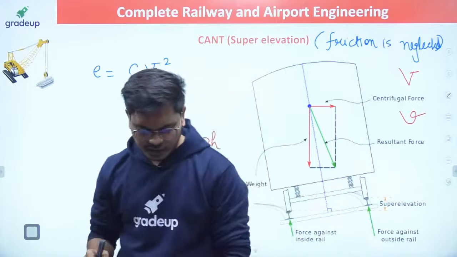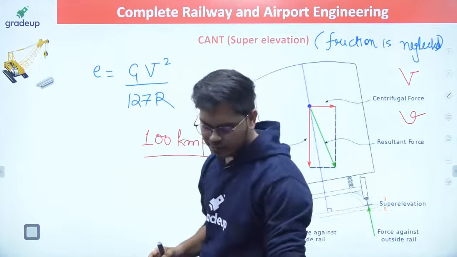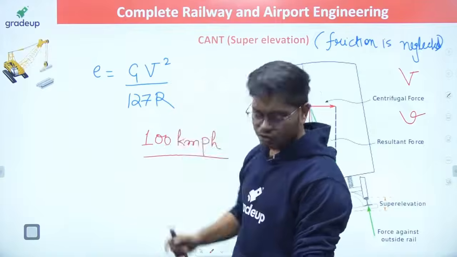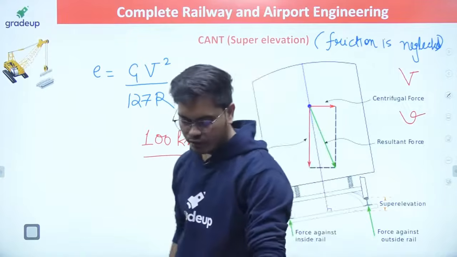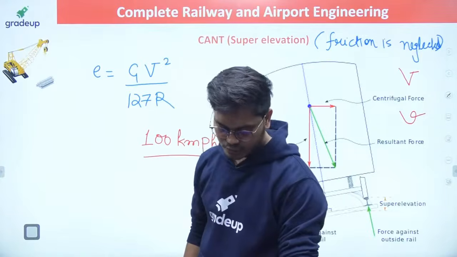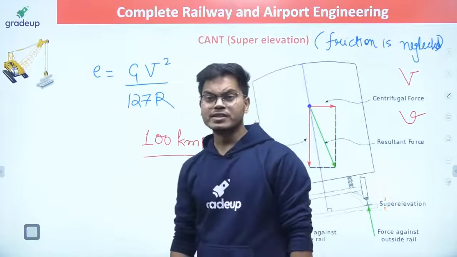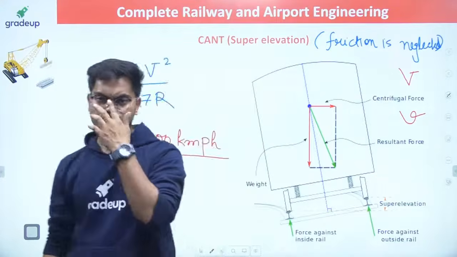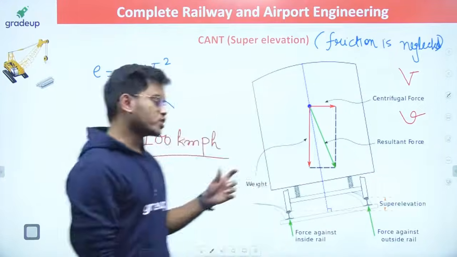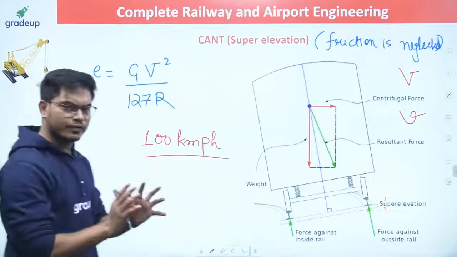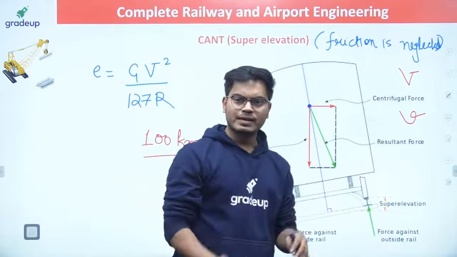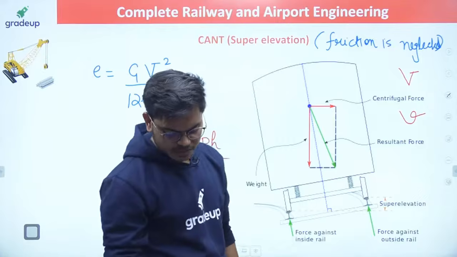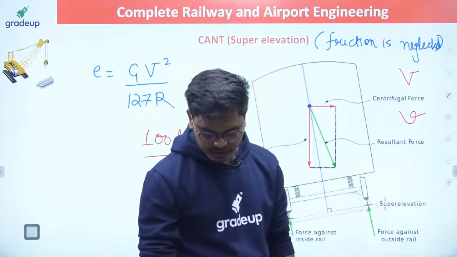Anybody have doubt in equilibrium CANT? Quickly just send me a doubt in the doubt section. But if it is clear, you have got the feel, please let me know that you have got the feel. Everybody quickly tell me guys. Yes, negative super elevation will be covered, don't worry. First of all, please tell me guys, equilibrium super elevation is clear? Anybody have doubt in this? Please ask.